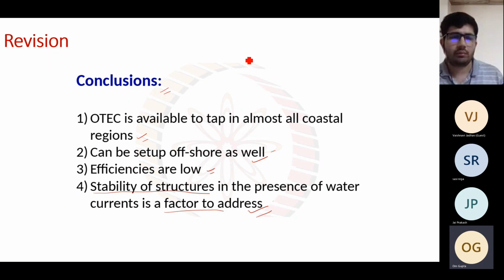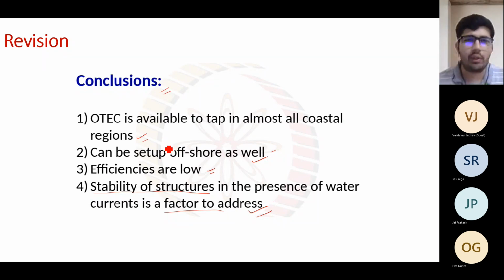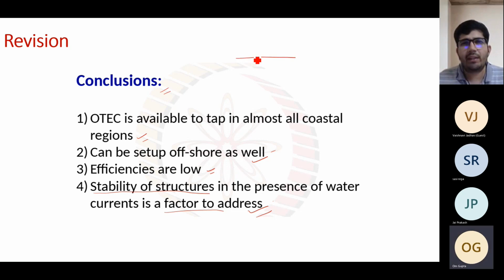Your sound is not coming. Please repeat. Is it dependent on ocean currents? Yeah, ocean currents will vary the upper layer, the surface temperature. So yes, it depends.